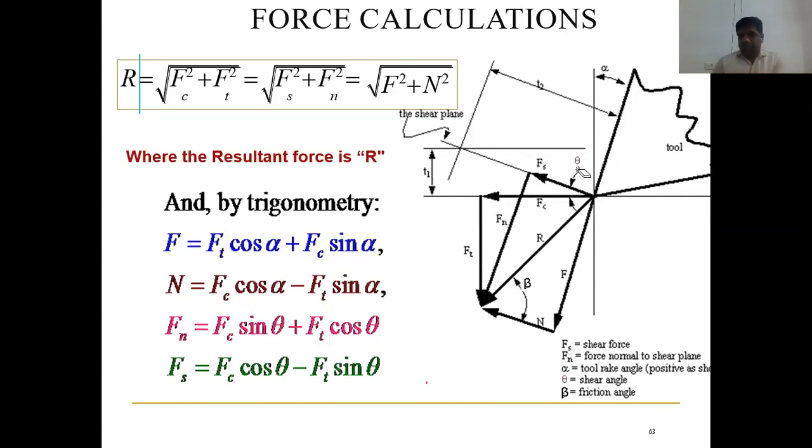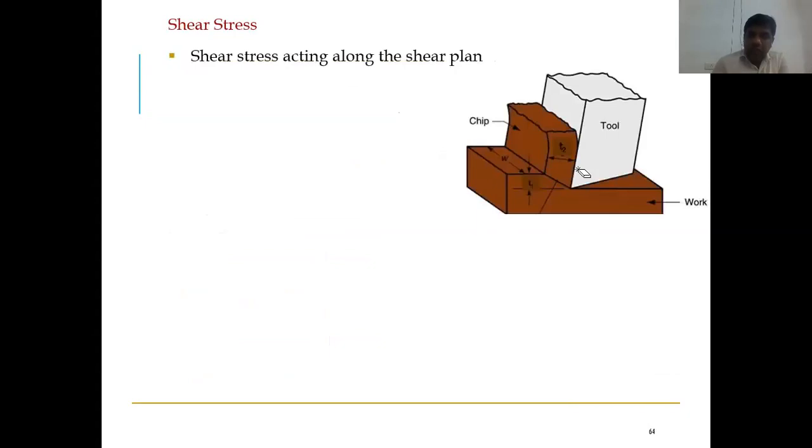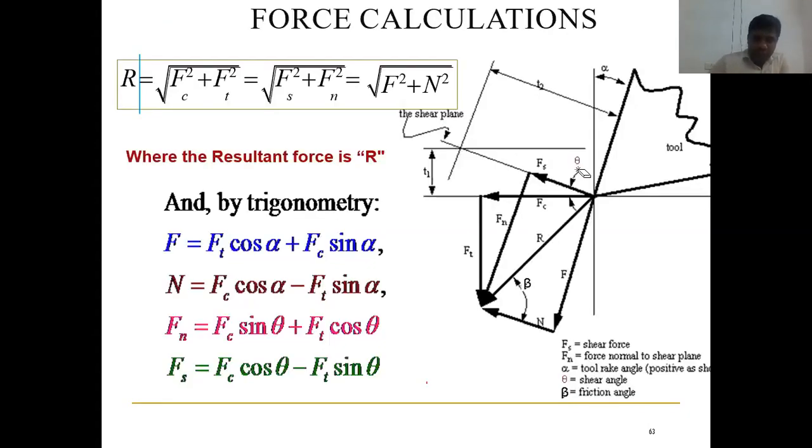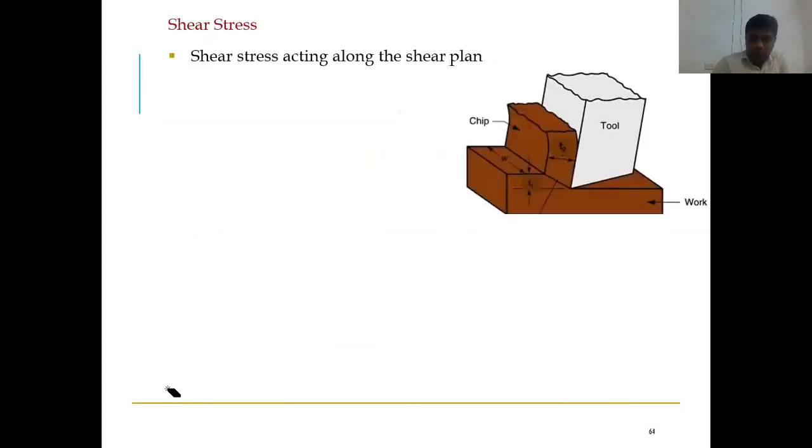But sometimes, as I told you in the last class, if you know the property of the workpiece material, nothing but your blank material, you can calculate the FC also, nothing but your shear force. So FS, whatever you have seen in the last one. This FS can be calculated if you know the strength of the material, or the properties of the work material. If you know, you can calculate the shear force.